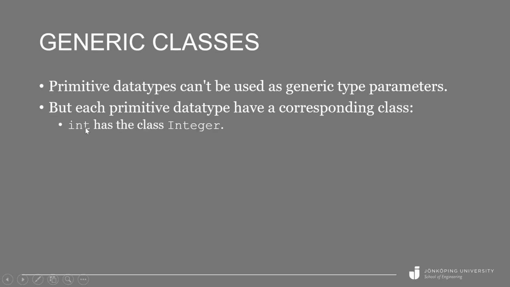So for example, for the primitive data type int, there exists a corresponding class called Integer, and the only thing this class does is that it stores an int value. And in a similar way, for the primitive data type double, there exists a corresponding class called Double, and the only thing this class does is that it stores an instance of a double. And similar for the other data types. So if you want to use a generic class and make it store primitive values for you, then you need to encapsulate those primitive values inside their corresponding classes.